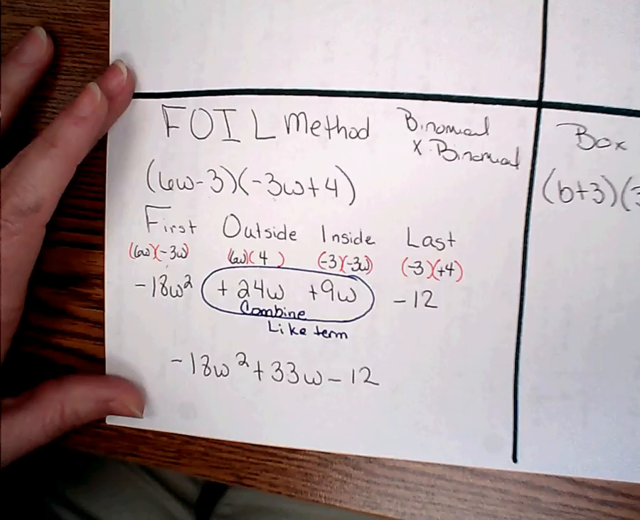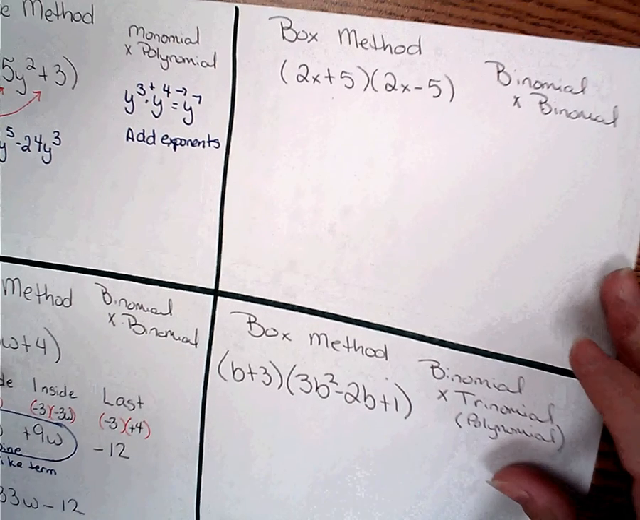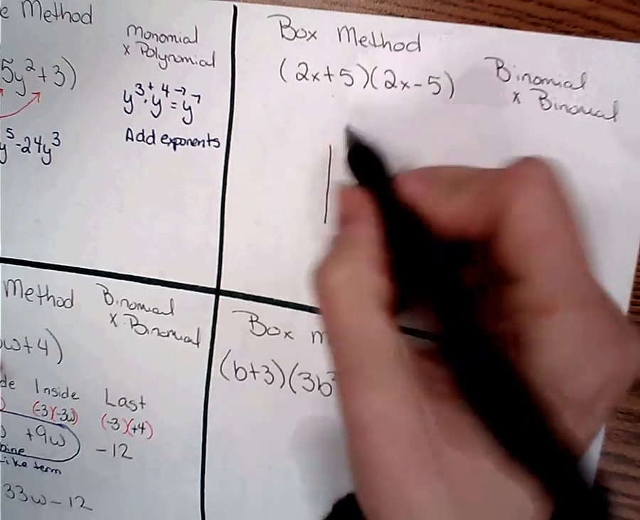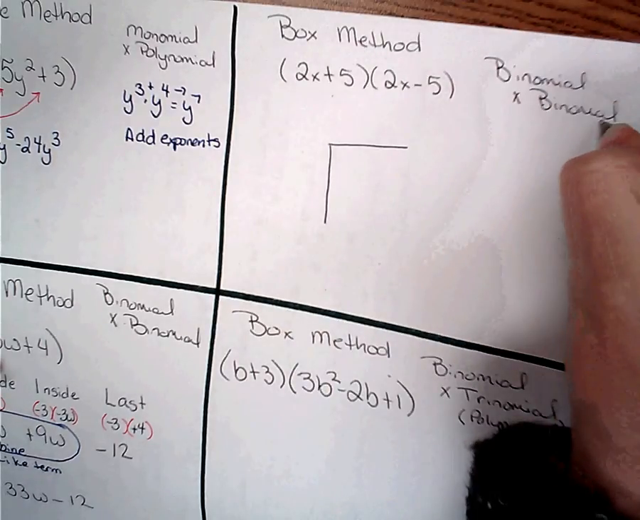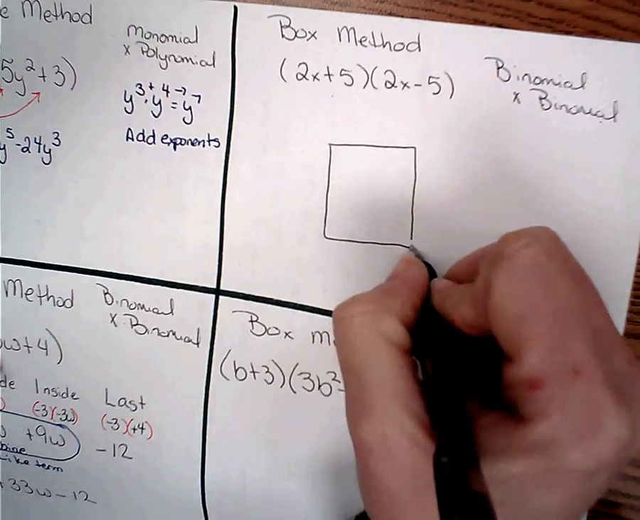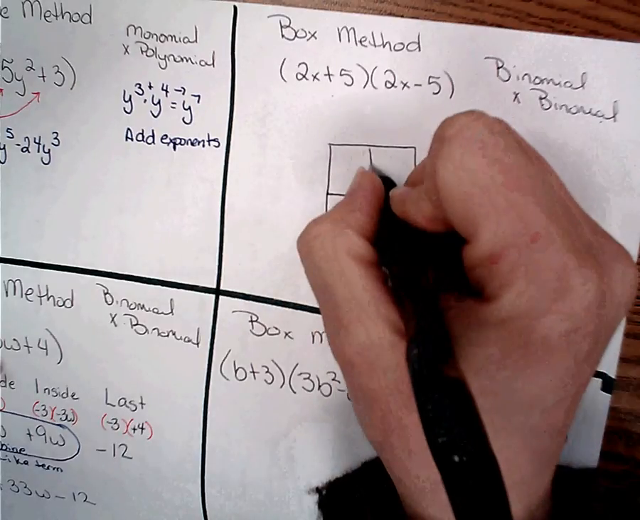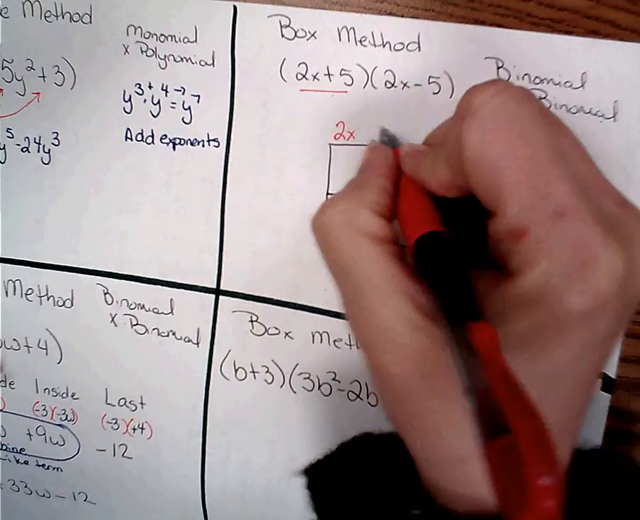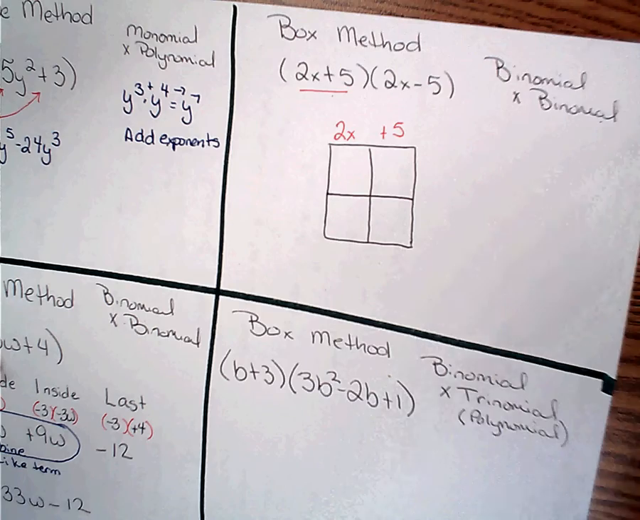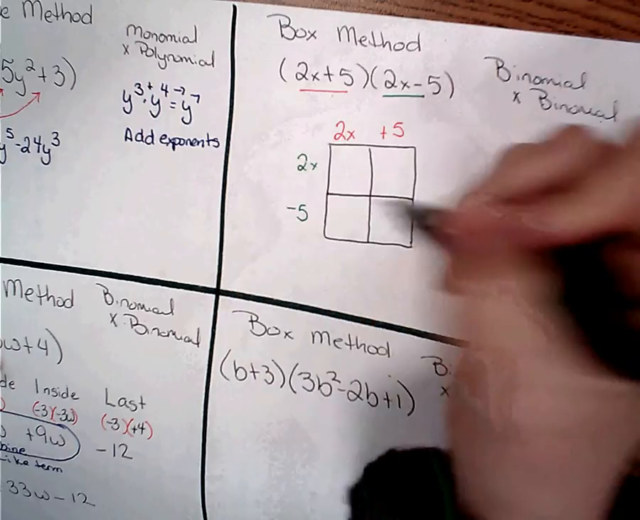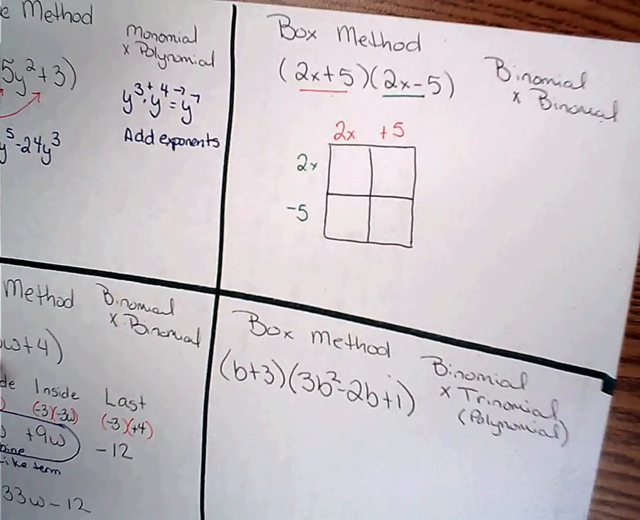Now, if you do not like the FOIL method, you can always go to the second option, which is the box method. The box method is called the box method because we use a box. Since we're doing a binomial times a binomial, it will be a 2-term by 2-term box. So therefore I have 4 boxes. I'm going to take the first parentheses and put it across the top. I'm going to take the second binomial and put it along the side.